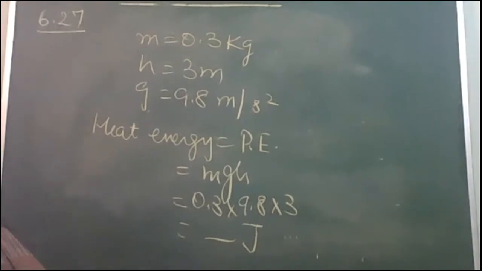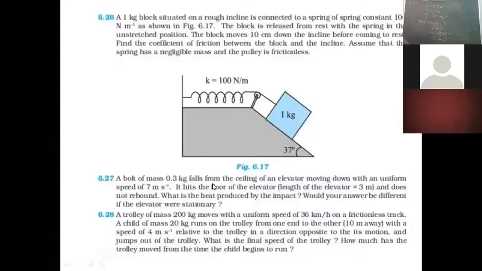Okay, let us share the last question, today's fifth question of the exercise. Question number 28 now. A trolley of mass 200 kilogram moves with a uniform speed of 36 km per hour on a frictionless track. A child of mass 20 kg runs on the trolley from one end to the other, 10 meters away, with a speed of 4 meters per second relative to the trolley in a direction opposite to its motion, and jumps out of the trolley. What is the final speed of the trolley? How much has the trolley moved from the time the child begins to run?